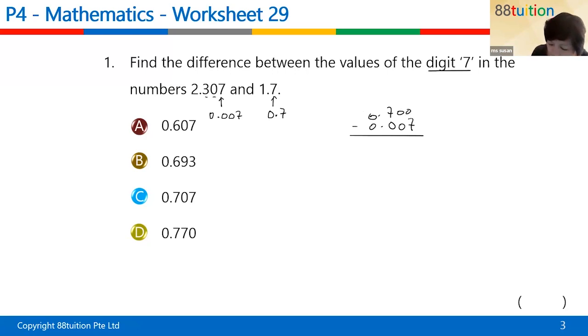So I call this holding place. I regroup. So do you have 0.693, which is B? Which is B here. Okay. Okay, next slide.